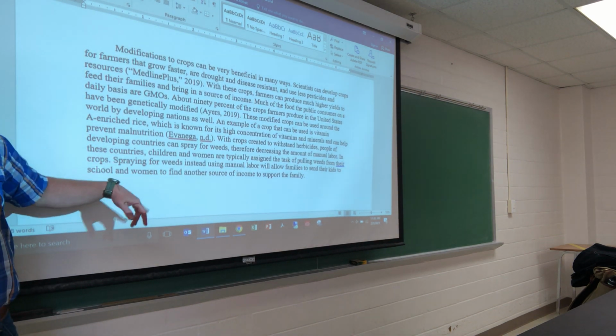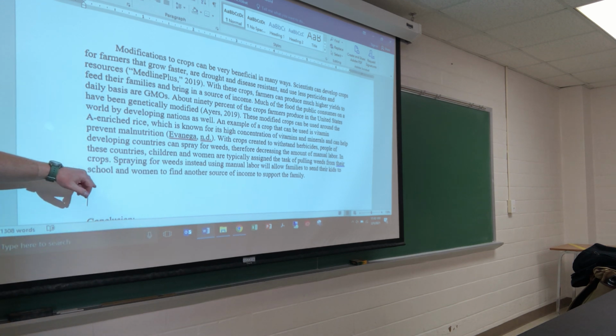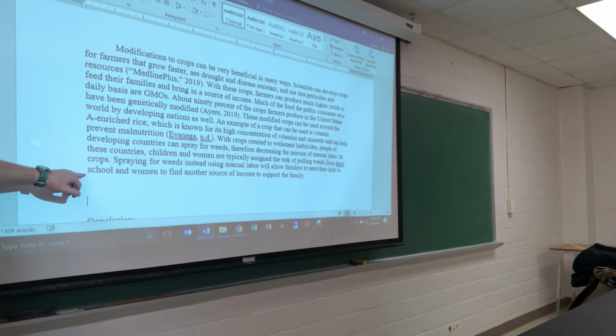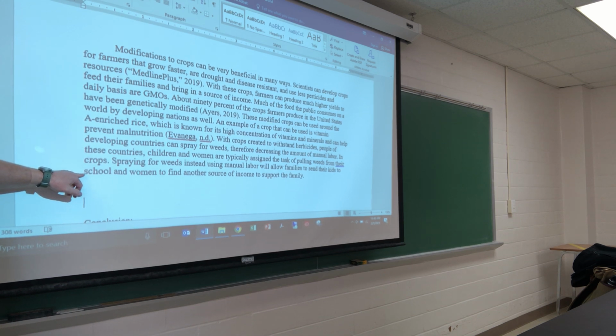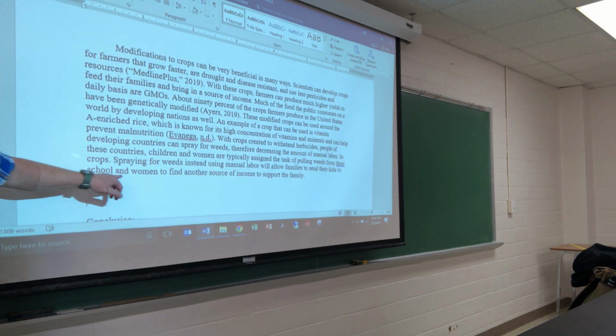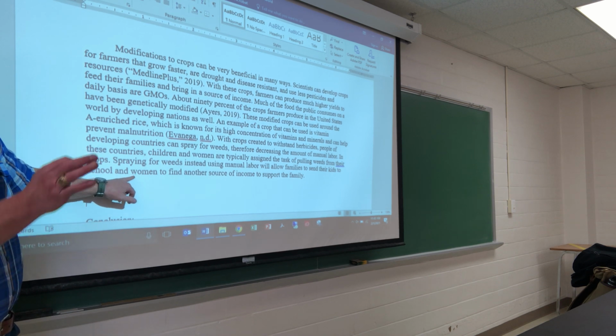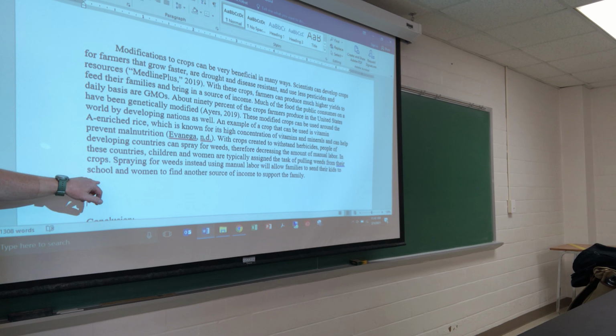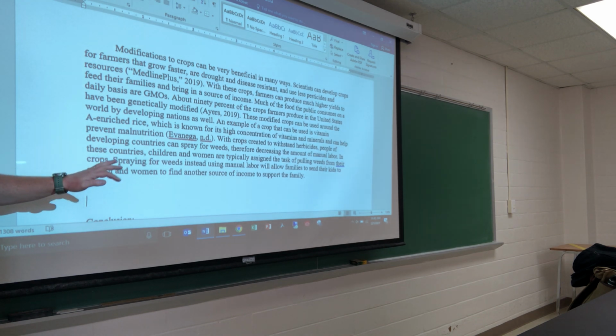Oh, no. Like, the spraying for weeds instead of using manual labor will allow families to send their kids to school, comma, and women to find another source to support the family. Or is that last sentence for after the and? I almost never put one after it. Again, there's a rule you can argue. It's called the Oxford comma. Right, yeah. I don't get too hung up on that, but yeah.